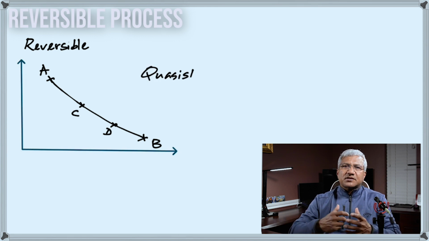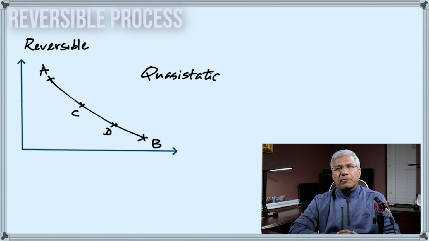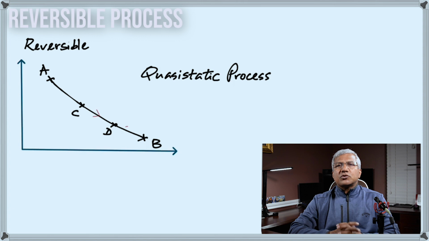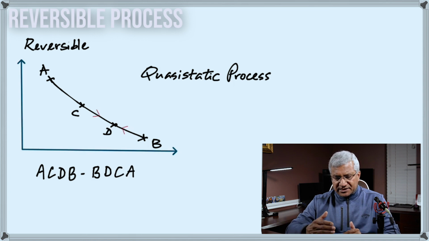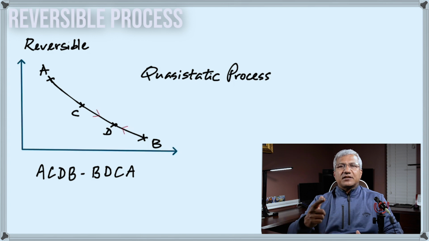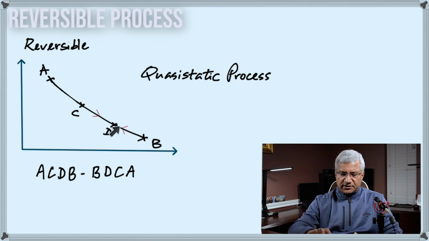And in order for a system to be a reversible process, it has to be really slow. So slow that we call it a quasi-static process. So in this example, ACDB, BDCA is a reversible process. The system goes from state A, passes through C, D, gets to B, and it can be retraced from B through D, C, and A.